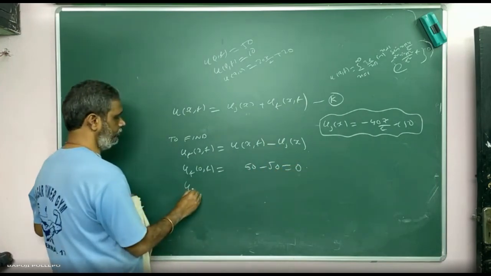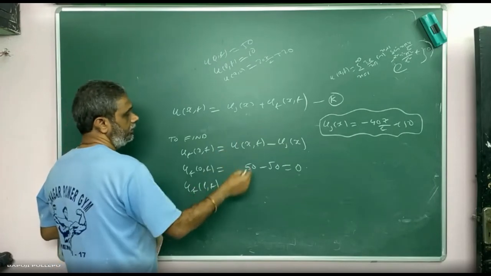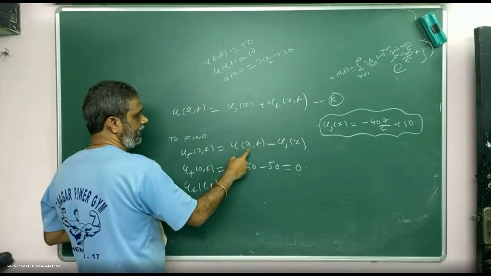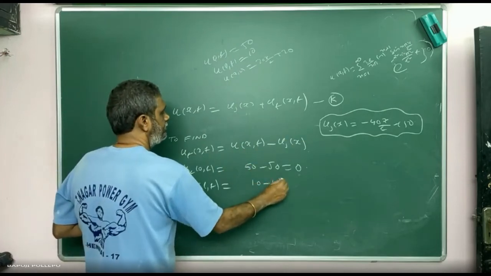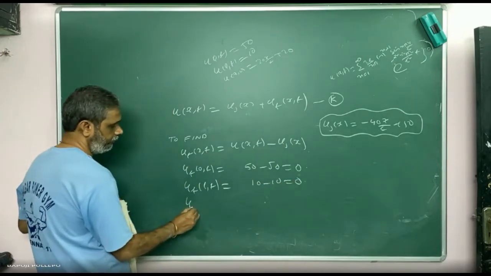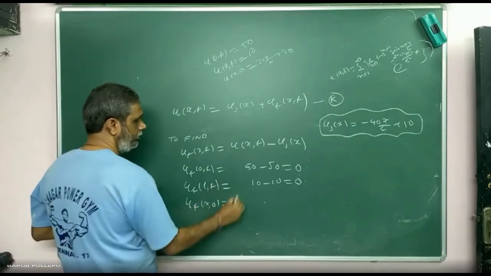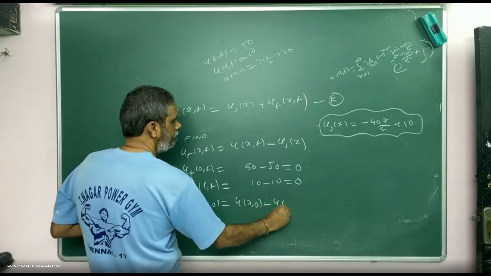Then Ut of L comma t is u of L comma t, which is 10, and this is also 10, so 10 minus 10 is 0. See how nicely I am getting the boundary conditions. Now Ut of x comma 0 is equal to u of x comma 0 minus Us of x.